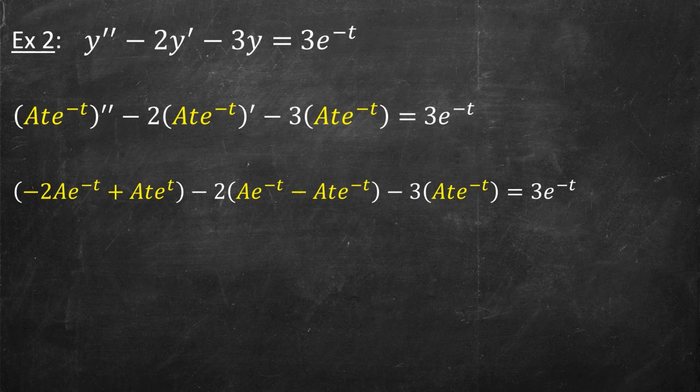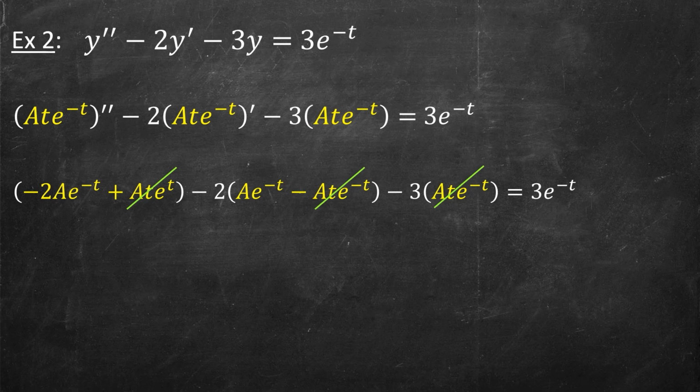What I do want to note, though, is that if I look at all the terms of the form t e to the minus t, I have an a, I have a plus 2a, and then I have a minus 3a, which cancel. So those three terms all cancel.